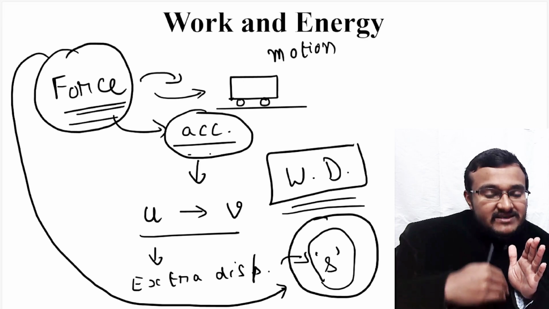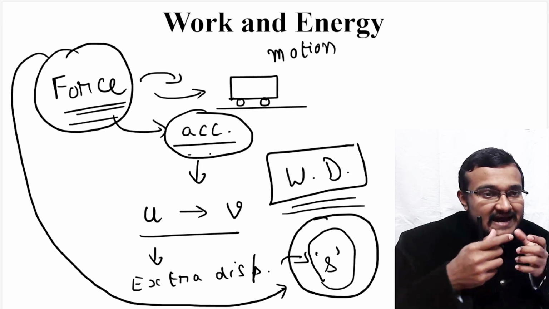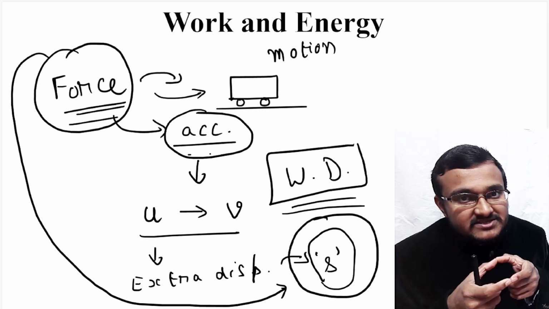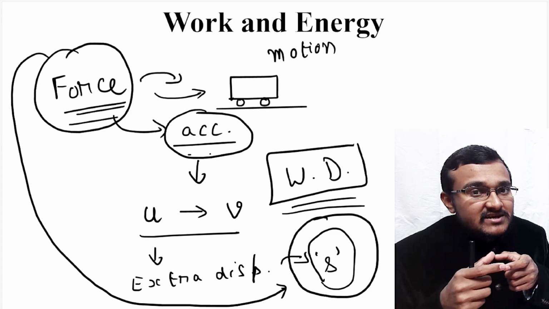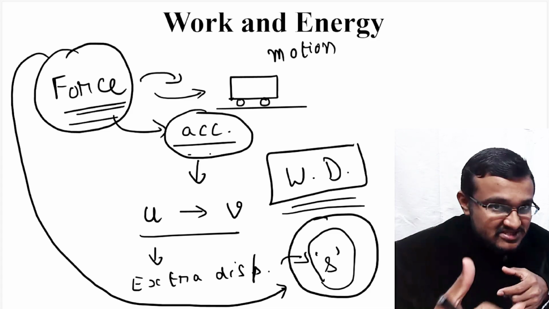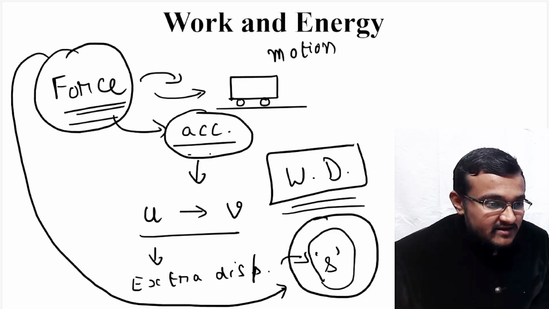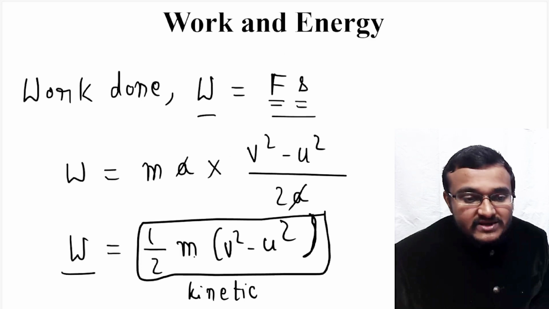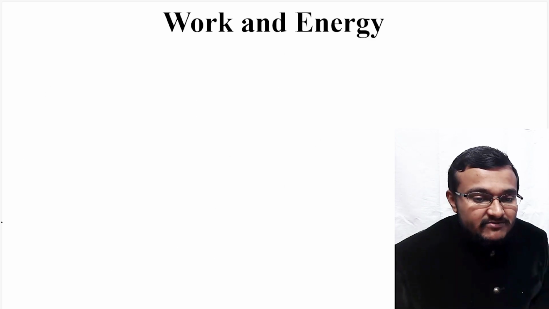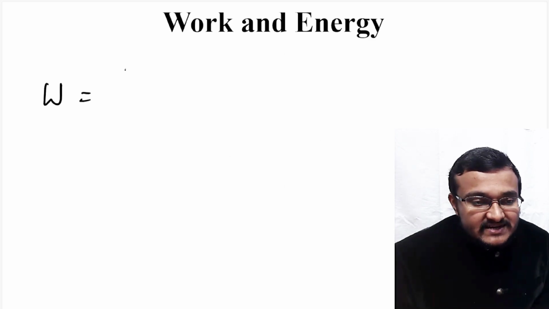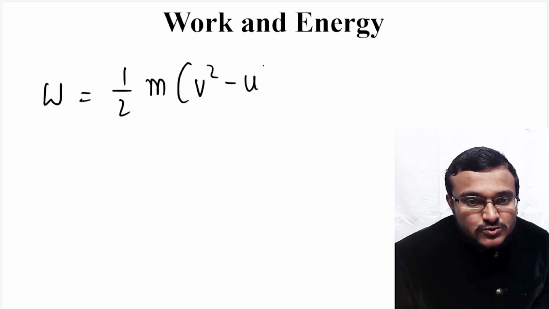So that means here when the car was in motion, it had some initial amount of kinetic energy. Now that particular kinetic energy has been changed. So for example, now we got this equation, work is equal to half m (v square minus u square). So I'll just write that equation: half m (v square minus u square) is there.